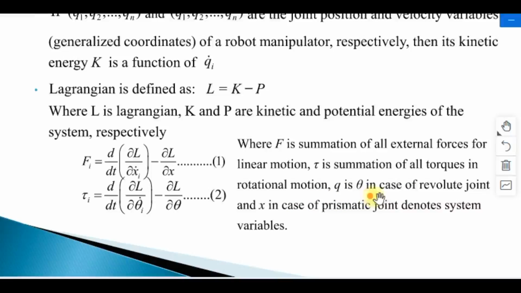Q is theta in case of the revolute joint and X in case of the prismatic joint.